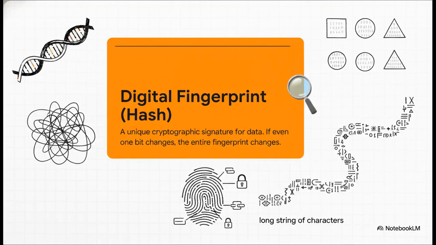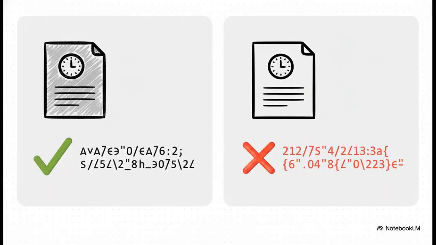So, at the very heart of all this is something called a hash. The best way to think of it is as a unique digital fingerprint for any file or piece of data. It's this long, unique code that's created from the data itself. And here's why that's so incredibly powerful. If you change one tiny little thing in a file, like changing the time from 10 a.m. to 10:01, the entire digital fingerprint changes completely. It's not even close.